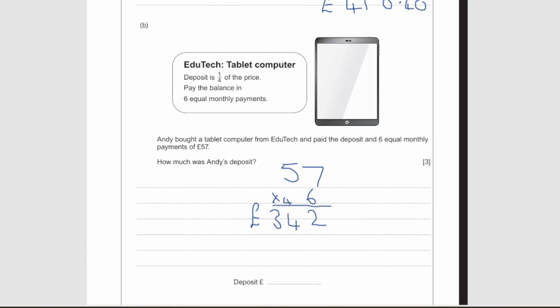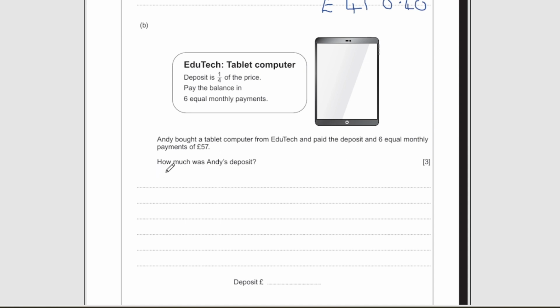I should have written it over there, actually. In fact, I'm going to move it. I'm going to redo it and move it across. Apologies.